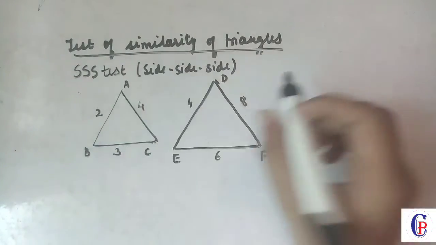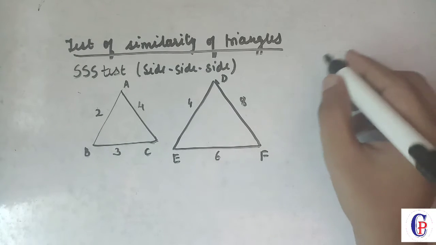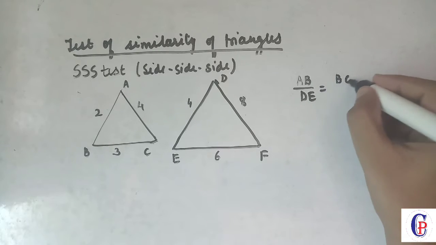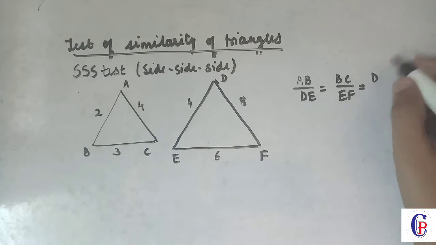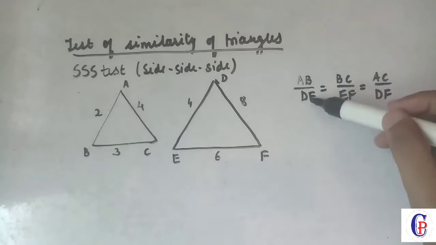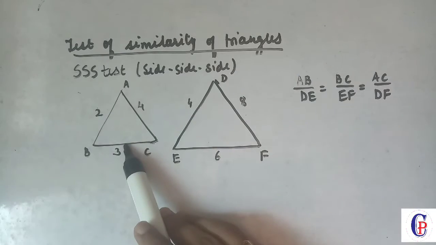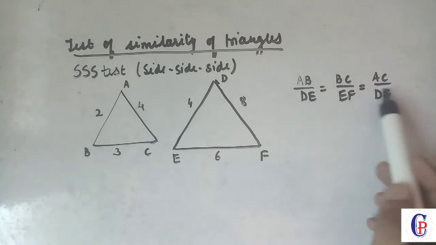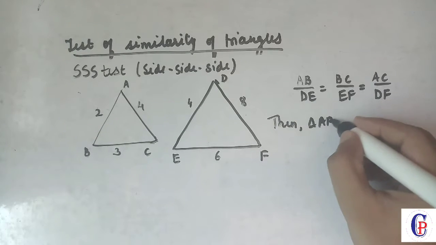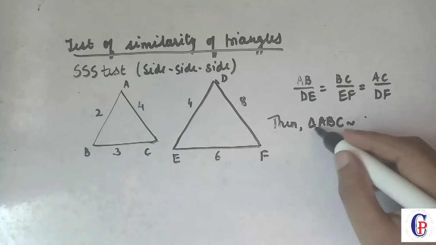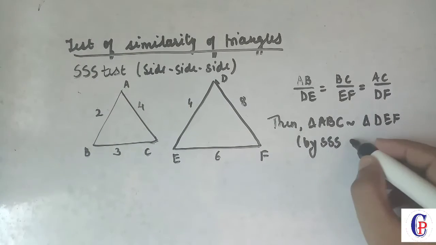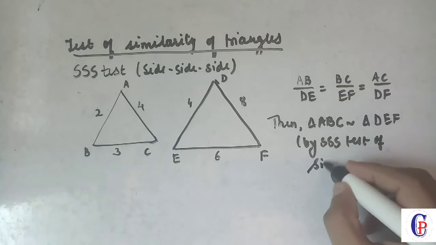So when you use the SSS test, it says that if we get AB upon DE is equal to BC upon EF is equal to AC upon DF, what does it mean? If the ratios of the sides of this triangle and this triangle, this side and this side, are equal, then we can say that triangle ABC is similar to triangle DEF. And by which test? By SSS test of similarity.